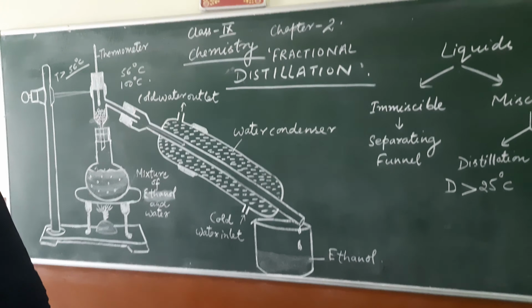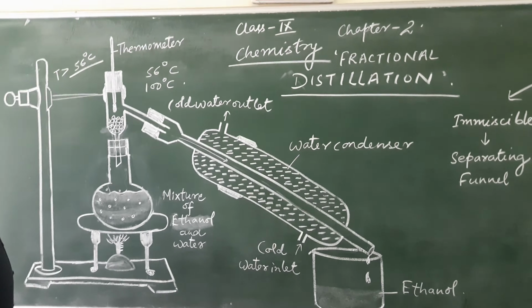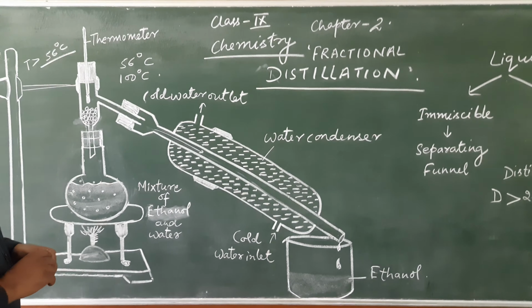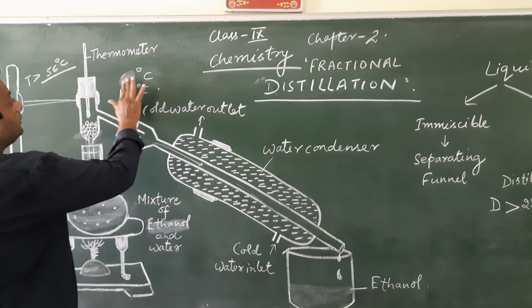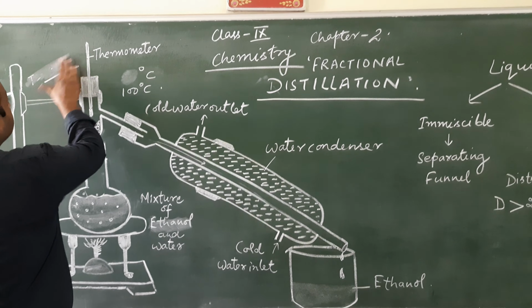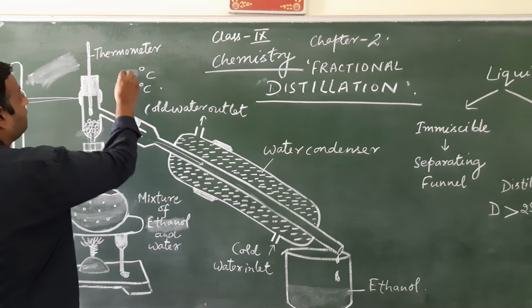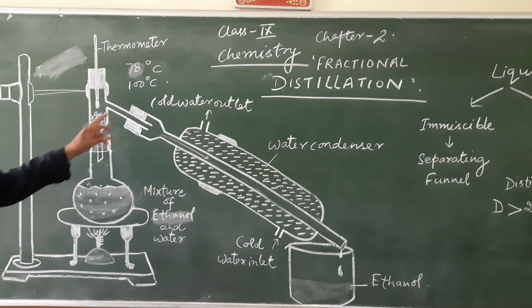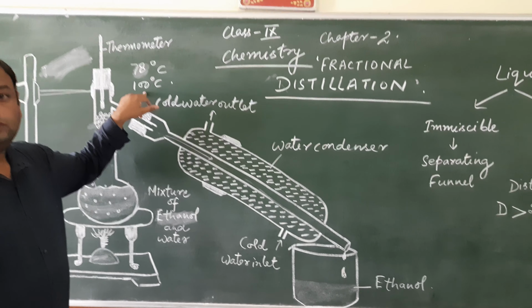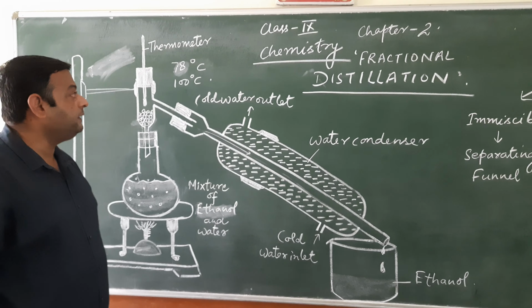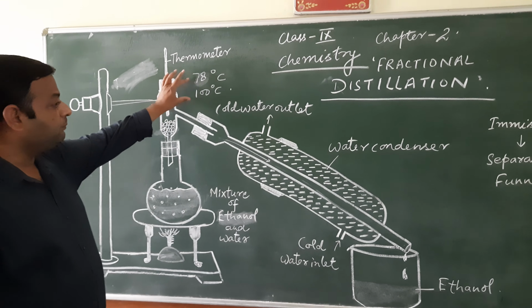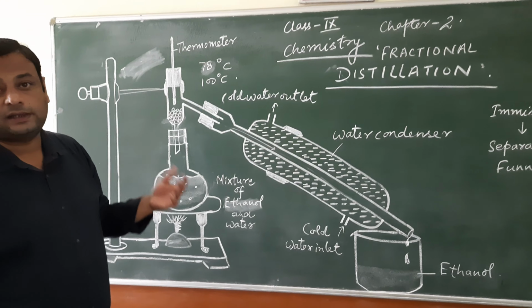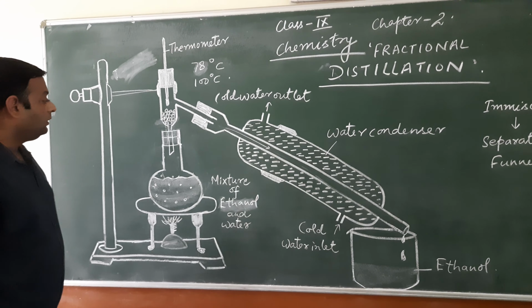Now look at the setup very carefully. This is the setup for separating ethanol and water. The boiling point of ethanol is 78 degrees Celsius and the boiling point of water is 100 degrees Celsius. It means the difference in the boiling point is less than 25 degrees Celsius or less than 25 Kelvin.